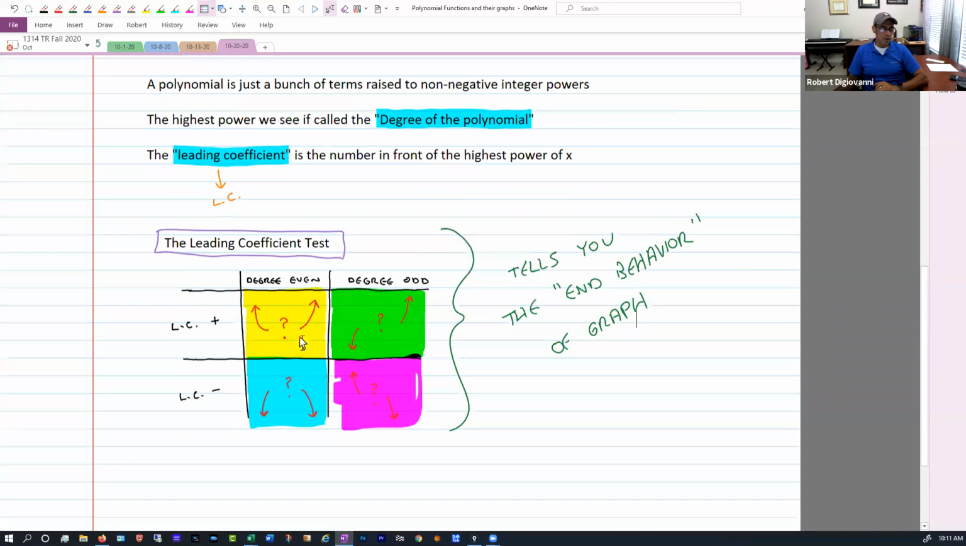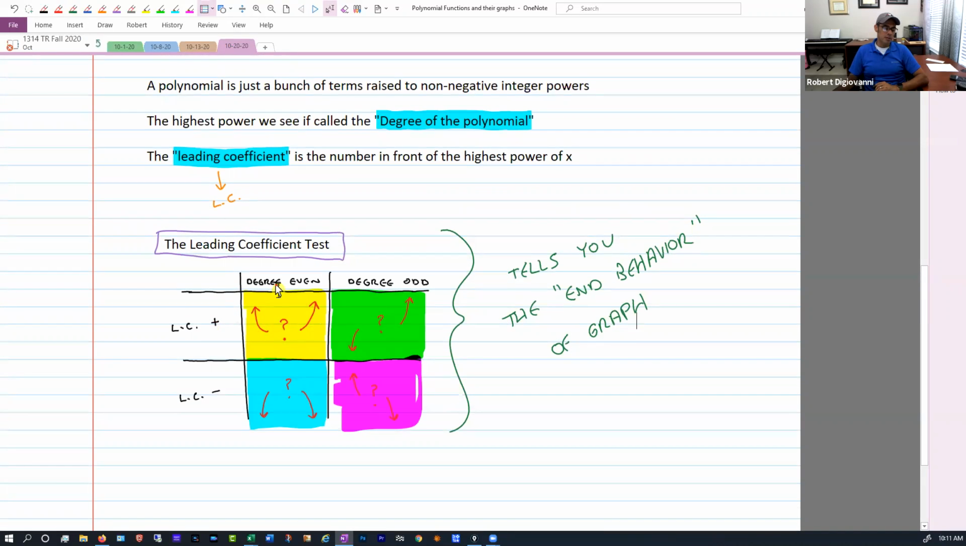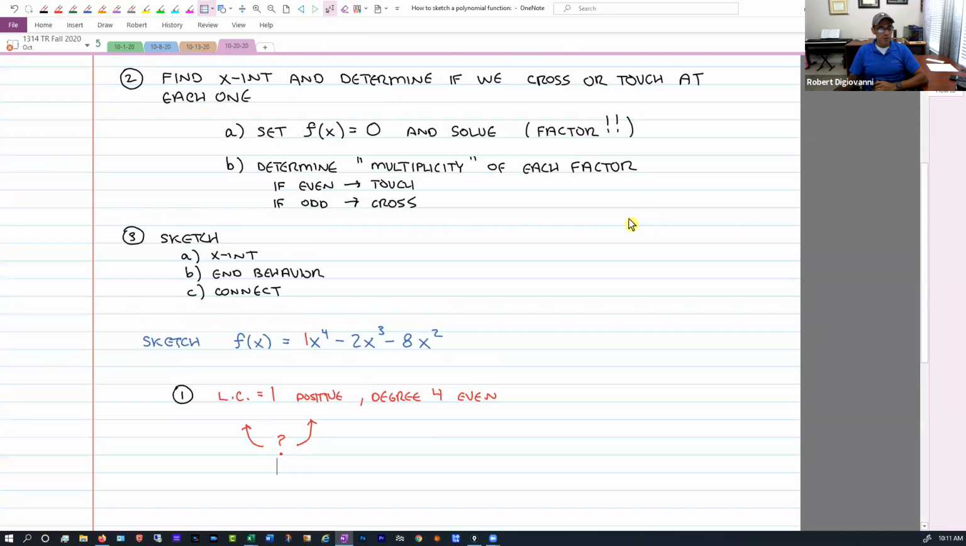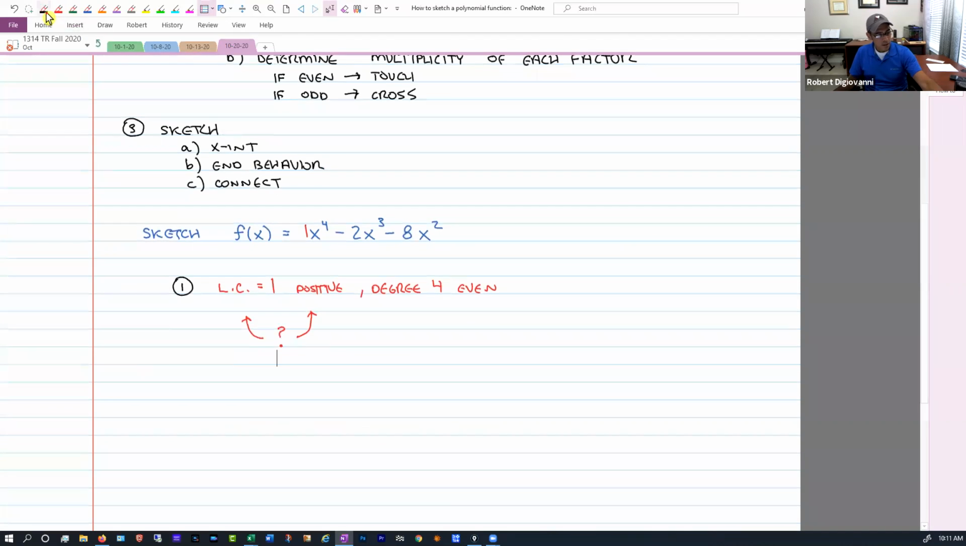So we're just going off of this table here. The degree was even and the leading coefficient was positive. Both sides go up. Okay. All right, that's step 1. Let's move on to step 2, the hard part.